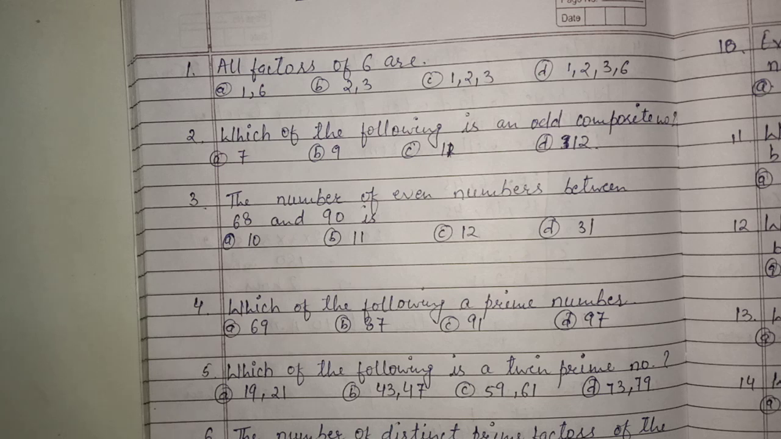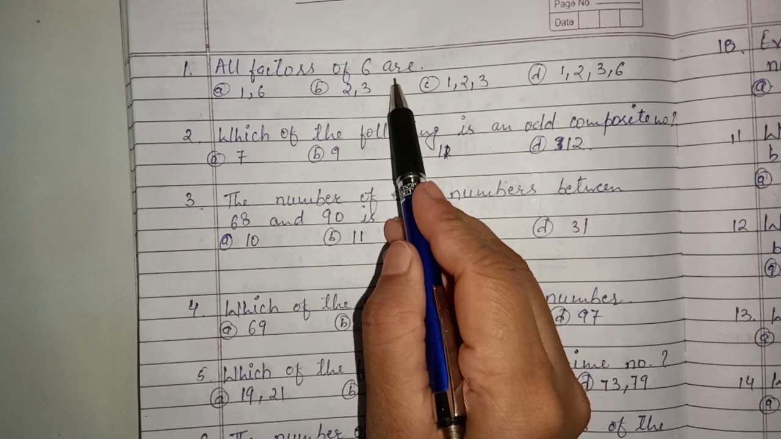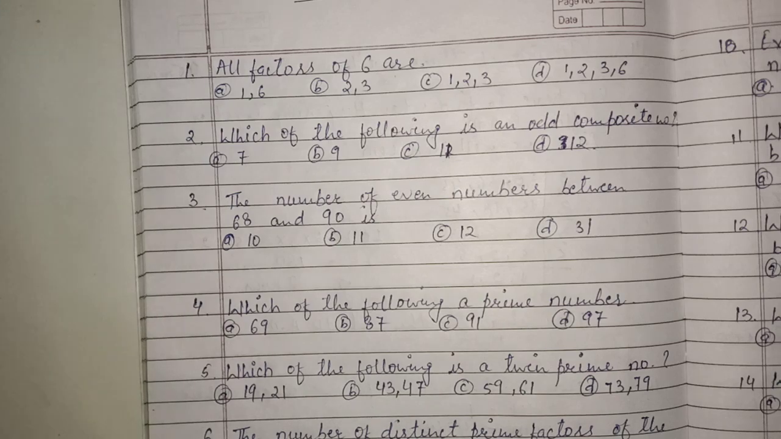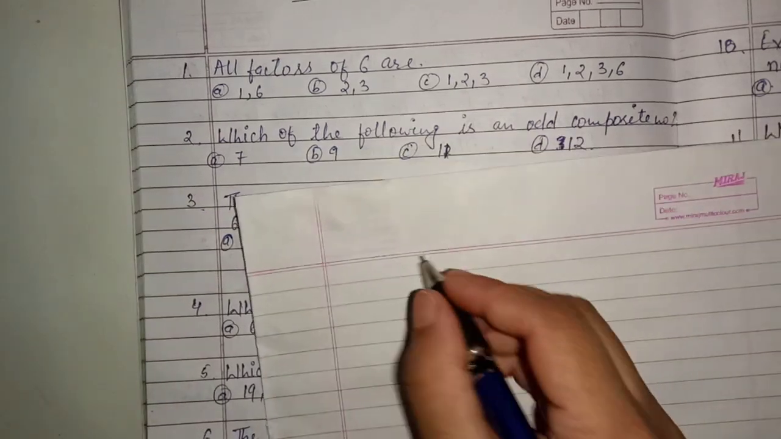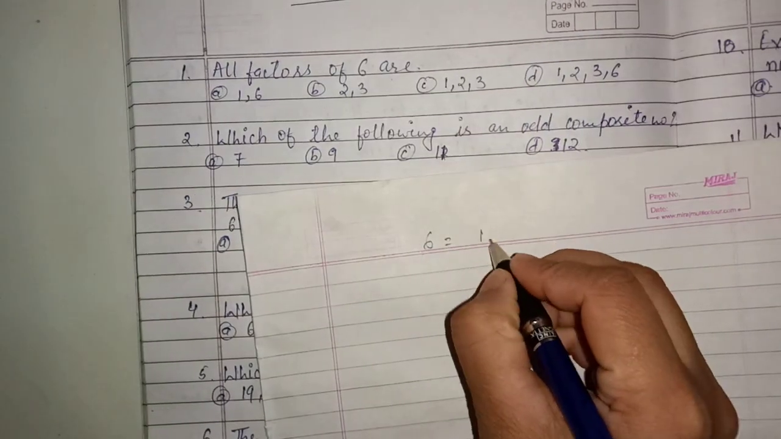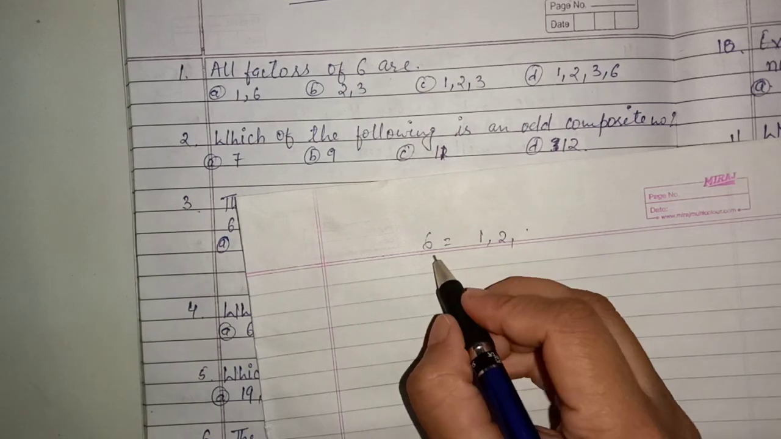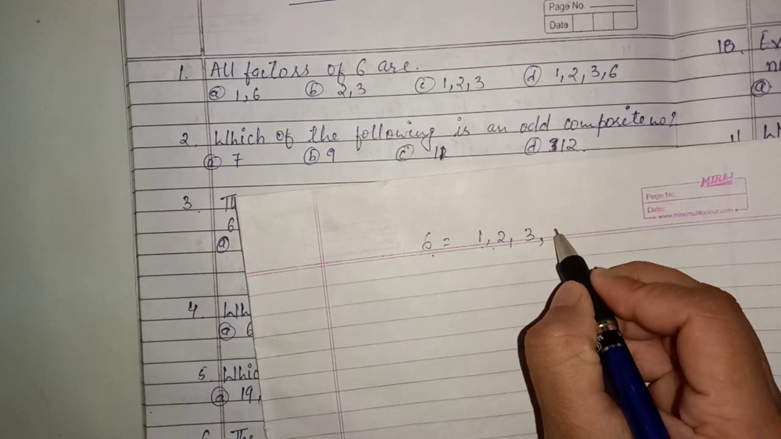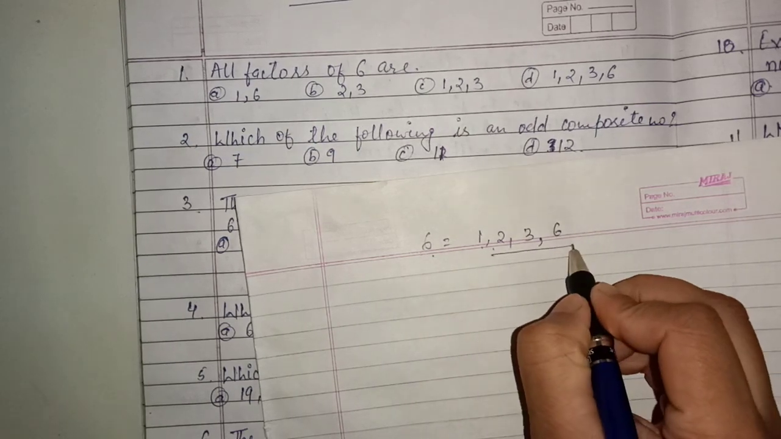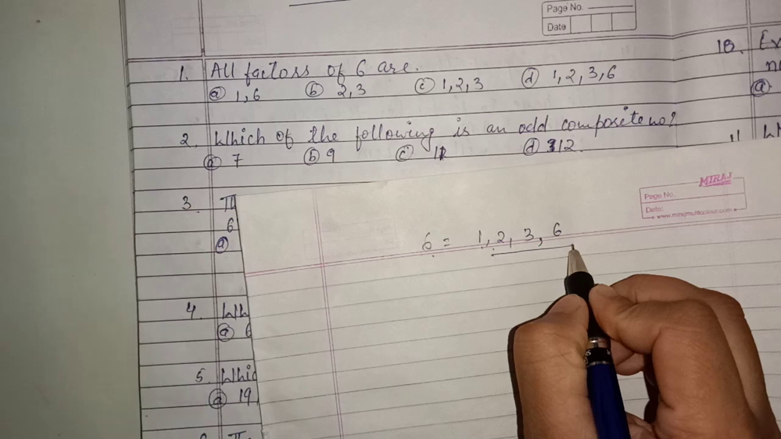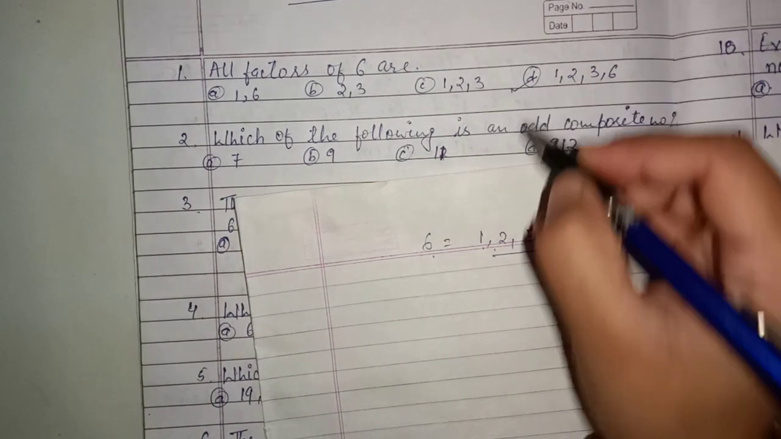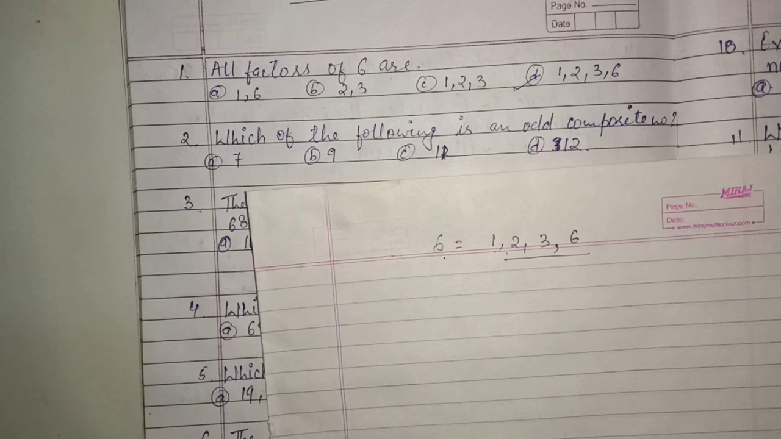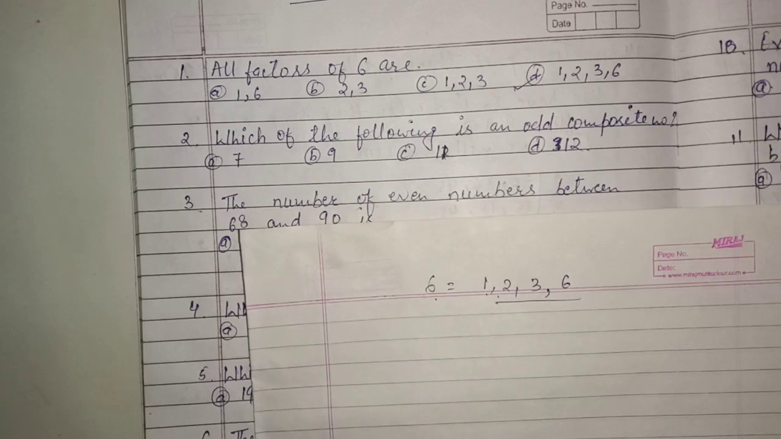So today we are going to start our MCQs of chapter 3. The first question is: all factors of 6. Students, we can say that all factors of 6 will be 1, 2, because 6 is divisible by 1, 2 and 3, and also by 6. So all factors of 6 are 1, 2, 3 and 6. So our option is number 4, D.